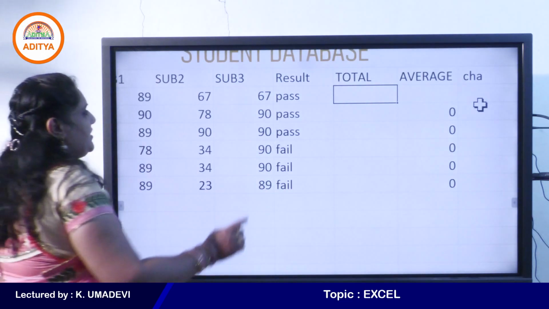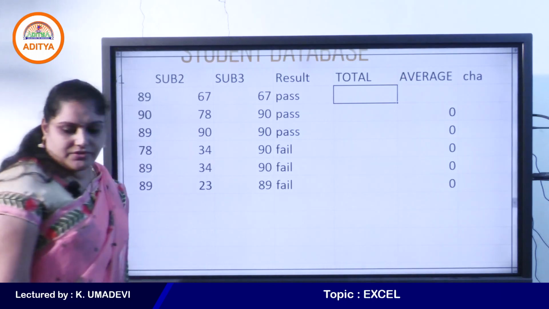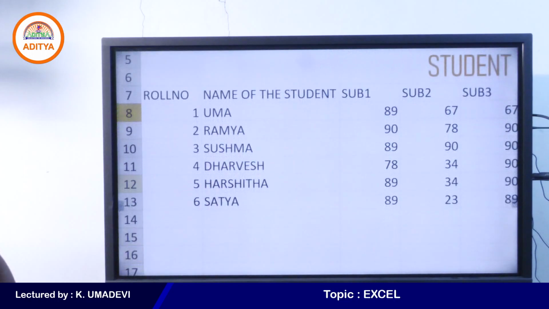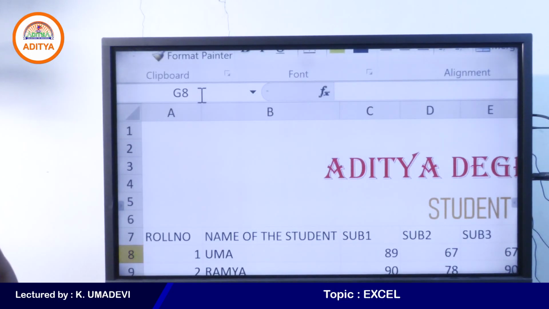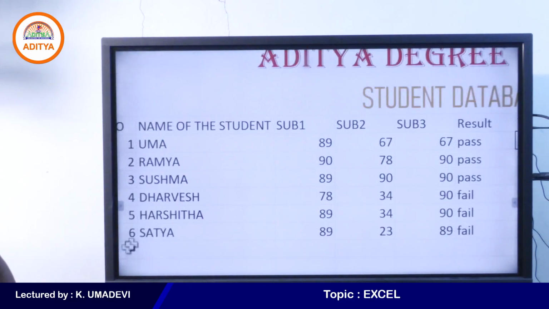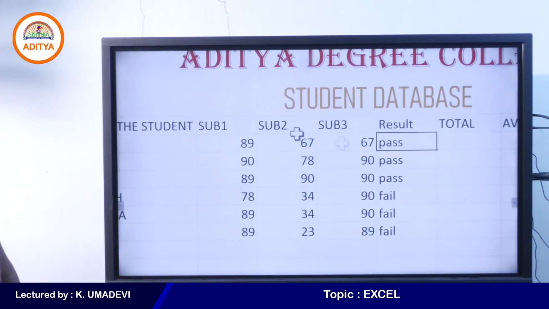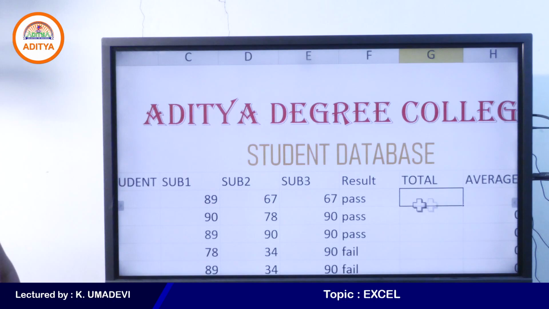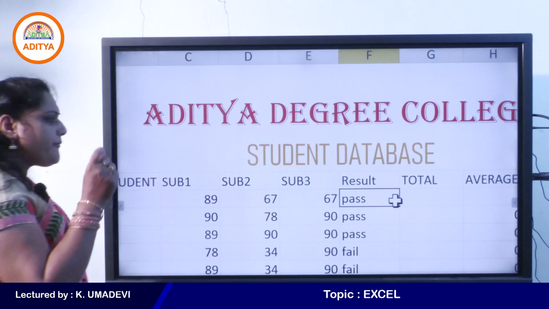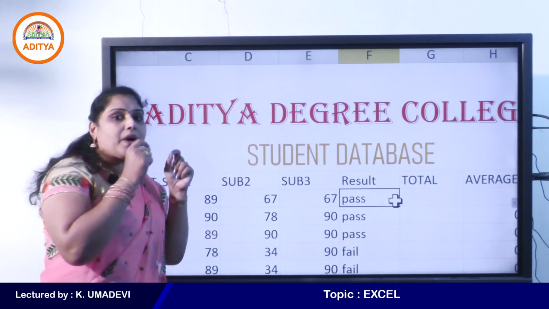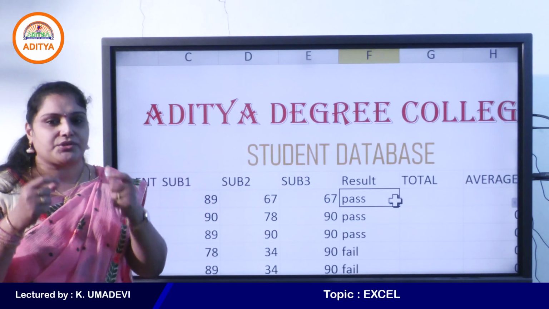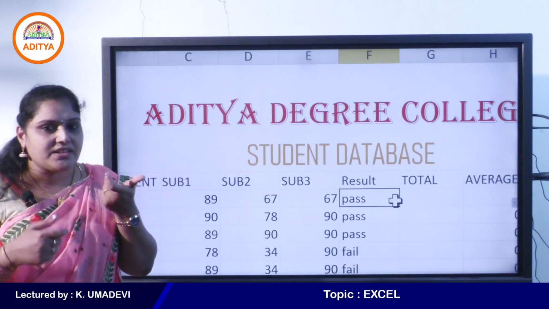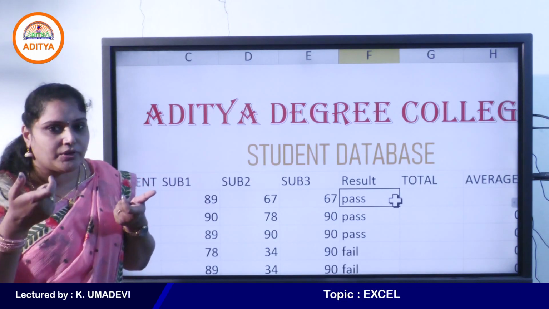Okay, listen carefully. So what is the cell address of the active cell? That is G8. Just observe the name box. So this is G8, but the result is in F8, right students? Yes. So if F8 contains the text pass, that means we can compare the two values. Here F8 contains pass. If this pass is equal to, just enter your own text, that is pass.